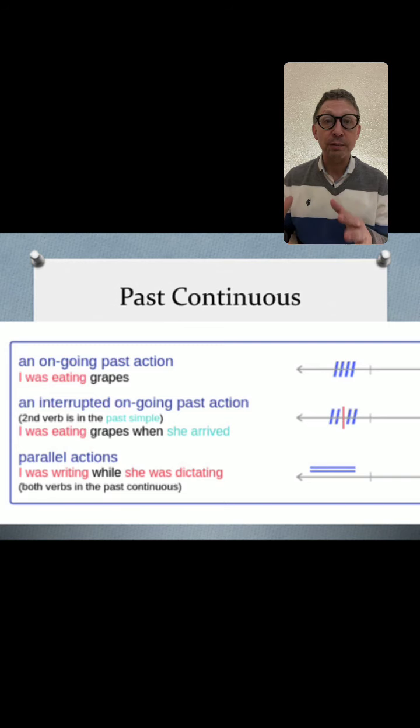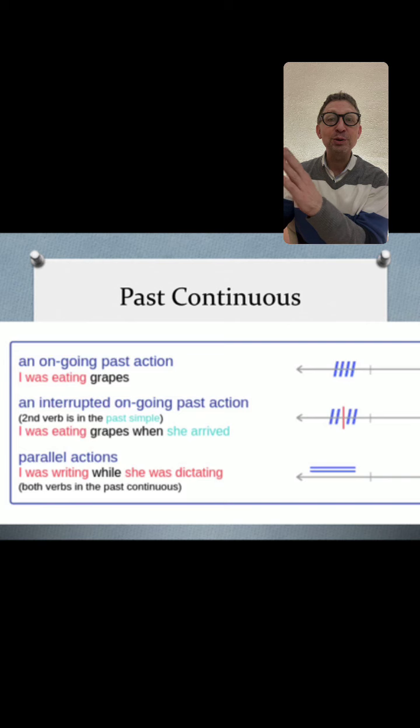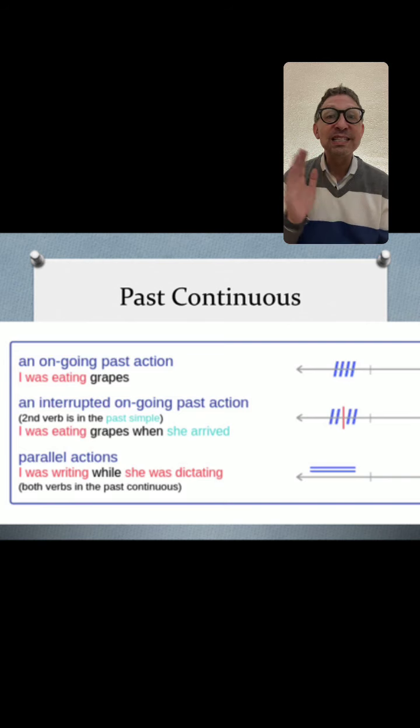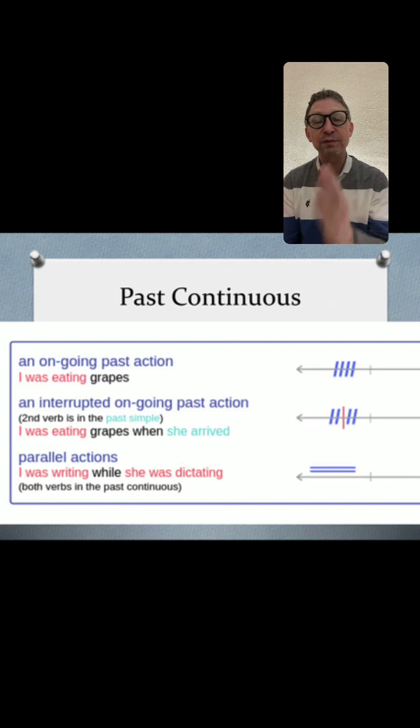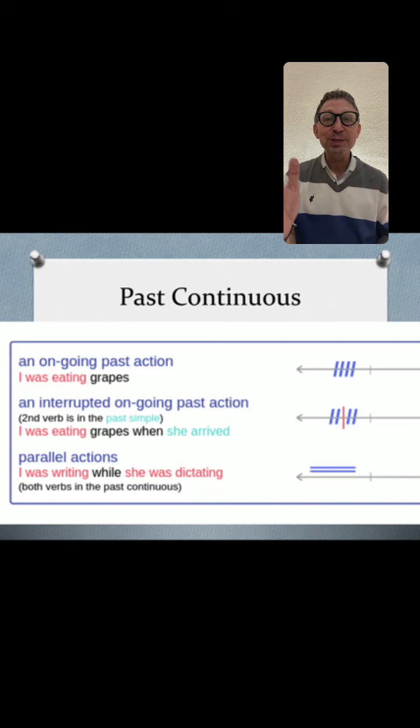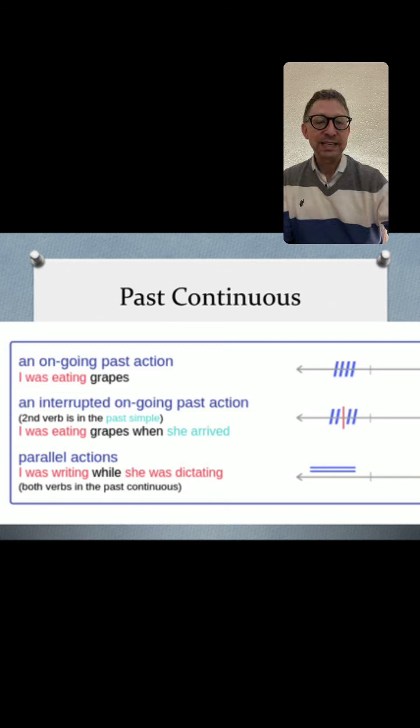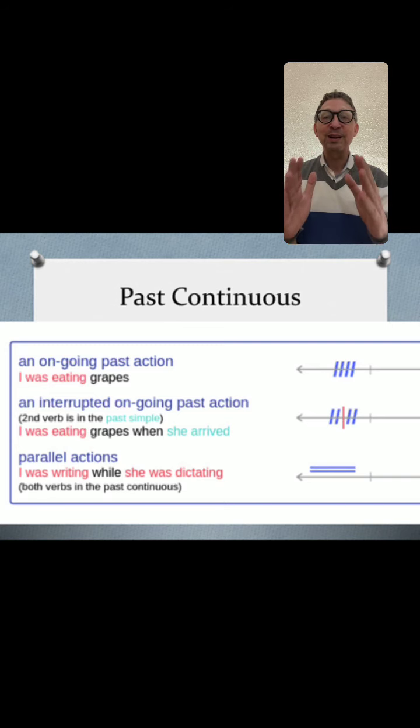Or the second instance, an interrupted ongoing action. So I was doing something and something interrupted it. So I was sleeping when my friend arrived. So sleeping is this continuous action, and then my friend arrived. That's past simple. And then finally, parallel actions. I was doing something, my friend was doing something. So I was writing while she was dictating. So we have two parallel actions.